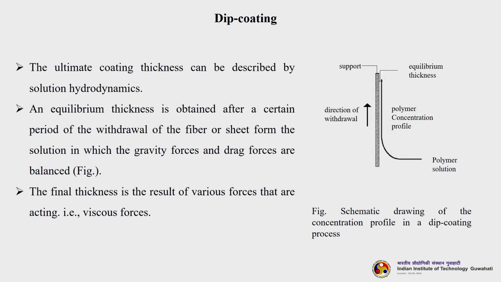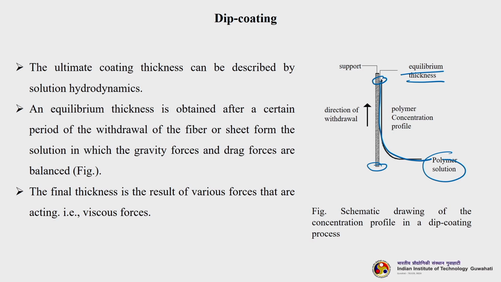The ultimate coating thickness can be described by solution hydrodynamics. An equilibrium thickness is obtained after a certain period of withdrawal of the fiber or sheet from the solution, in which the gravity forces and drag forces are balanced. Please see this particular figure where you can see the direction of withdrawal. This is the support of the substrate. Here the polymer solution is there. So, I have dipped it, then I am taking it out slowly. This is the direction of withdrawal, and the polymer concentration profile falls like this, okay. Whatever thickness results is called the equilibrium thickness.